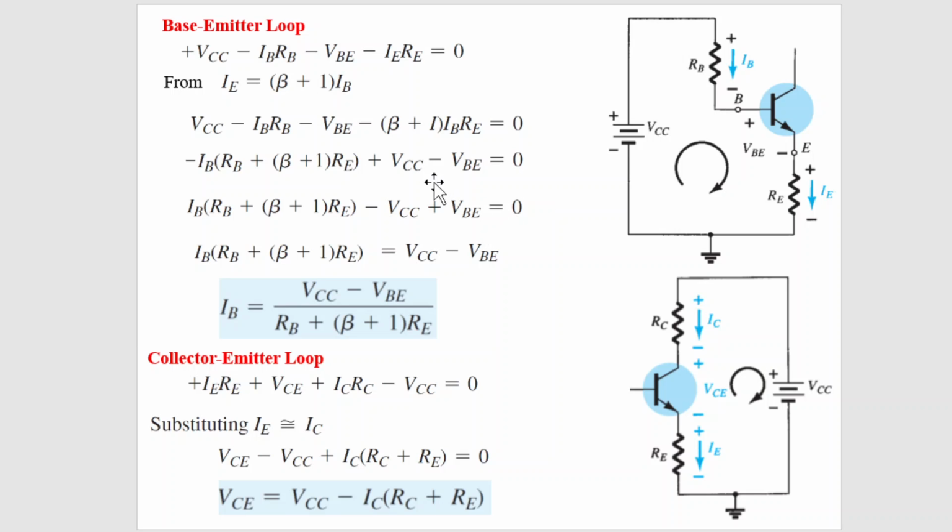And if we multiply by minus sign on both sides, we get plus IB in bracket RB plus beta plus 1 bracket close RE bracket close minus VCC plus VBE is equal to 0, or IB in bracket RB plus beta plus 1 into RE is equal to VCC minus VBE. I have just taken this to the other side of the equal sign. So we can get IB is equal to VCC minus VBE upon RB plus beta plus 1 RE.